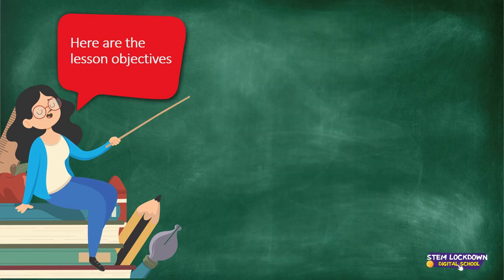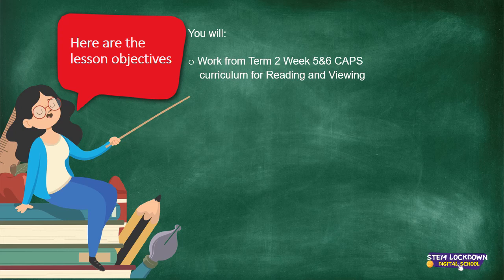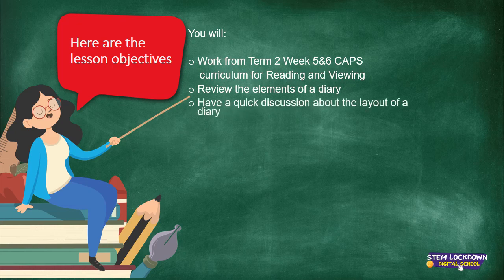Here's what we will be doing in today's reading lesson. We're working from Term 2, Week 5 and 6 of the CAPS curriculum for reading and viewing. So it's Social Text Week and part of that is diary writing. So we will be reviewing the elements of a diary. We'll have a quick discussion about the layout of a diary. And we'll also have a quick discussion about problem solving because our topic for this week is, are you a problem solver?